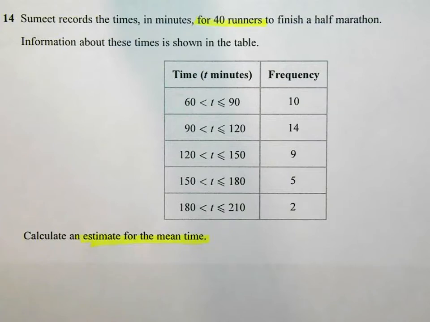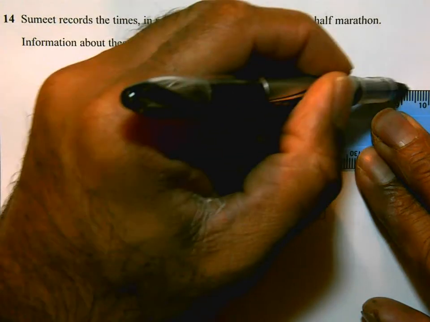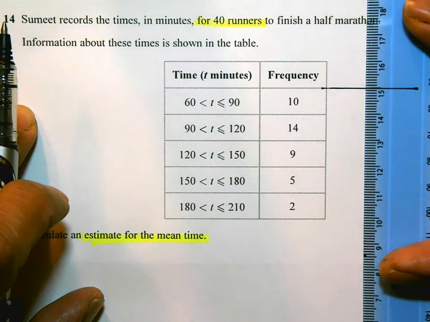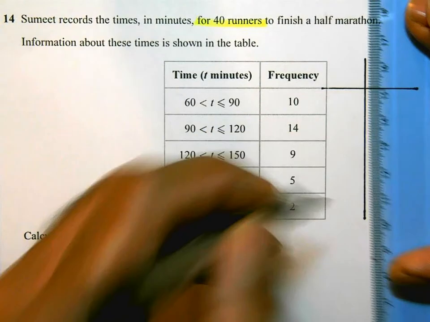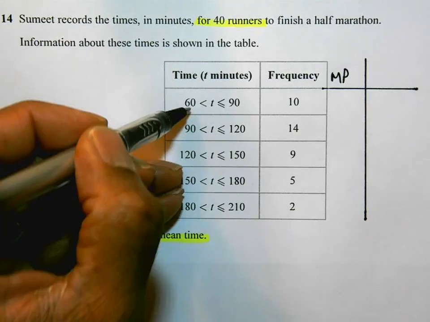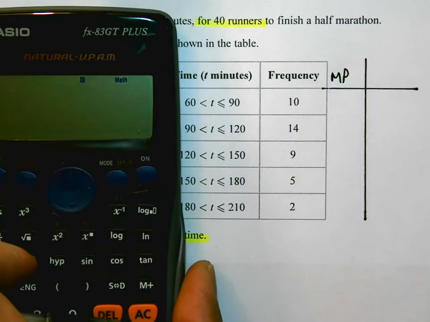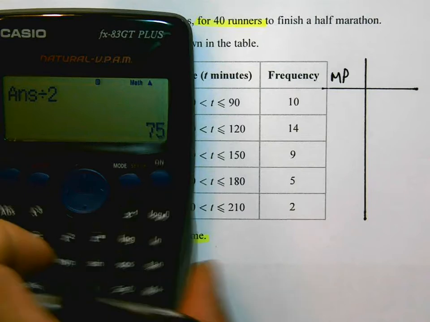So I'm going to extend the table a bit further to form 2 more columns. And within those columns, I'm going to work out the midpoint of the groups, and I'm then going to do the midpoint times the frequency. So let's first work out the midpoints, halfway between 60 and 90. If you're not sure about these, add the 2 values and divide by 2. So I'm going to do 60 plus 90 equals, and divide my answer by 2, and that gives me 75. So the midpoint of that group is 75.